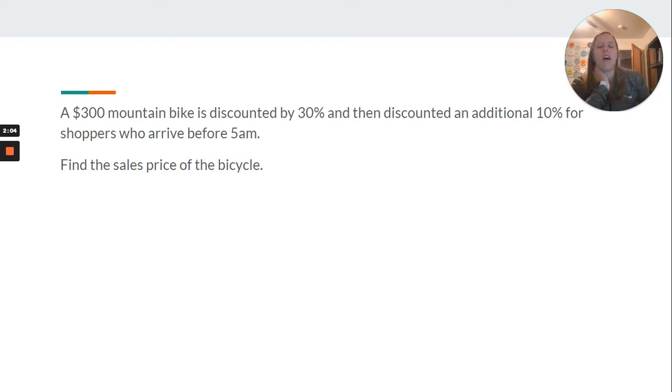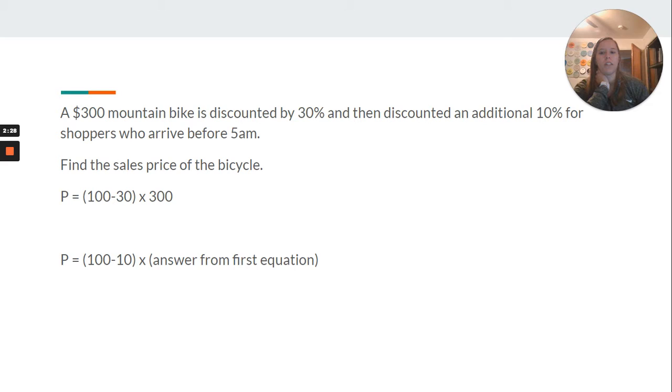All right, next. A $300 mountain bike is discounted, so marked down, by 30% and then discounted an additional 10% for shoppers who arrive before 5 a.m. So something to note, when it says an additional, it's 10% off the first discount price. So you first have to find 30% of 300, then you find 10% of whatever that is. So find the sales price of the bike.